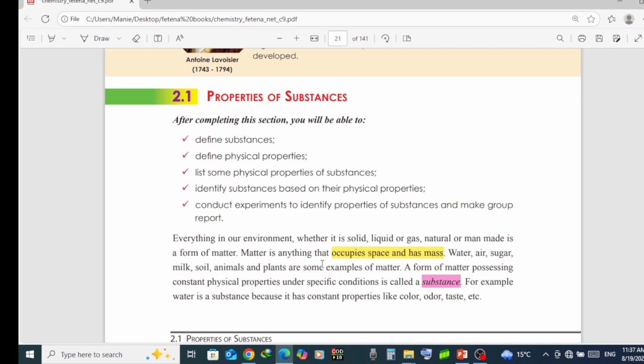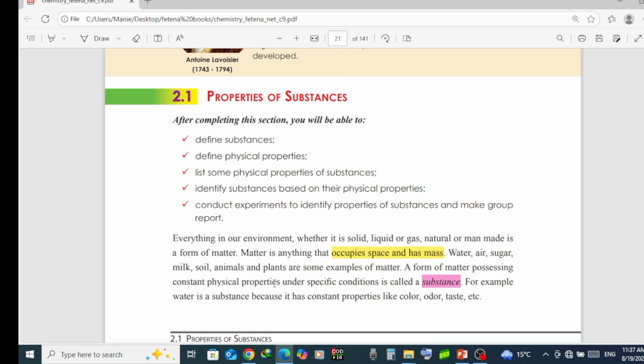ናቸው። ለምን? ቦታ ይዛሉ፣ መጠነ ቁስ አላቸው። A form of matter possessing constant physical properties under a specific condition is called substance. ይሄ ልዩ ቁስ ማለት ነው። ልዩ ቁስና ቁስ አካል ምንድነው ልዩነቱ? What's the difference between matter and substance? Matter is anything, but substance is a form of matter which is under matter but possessing constant physical properties.